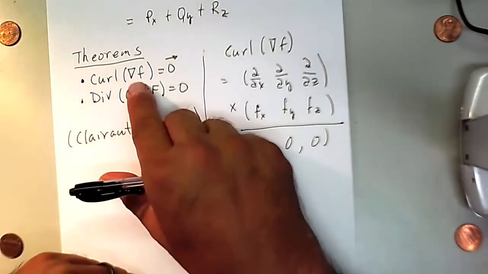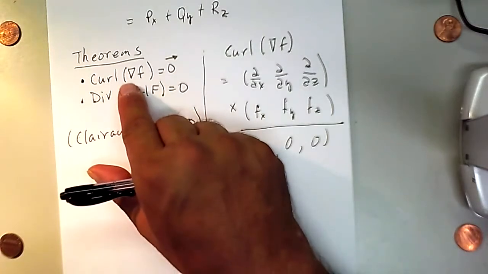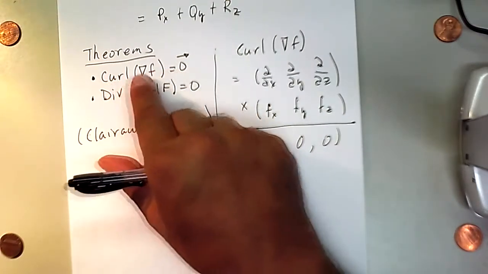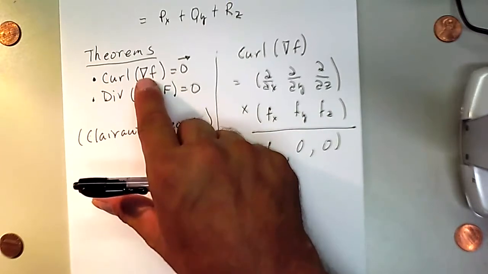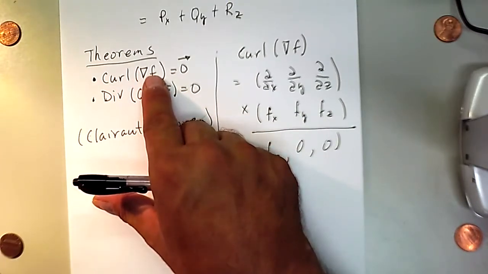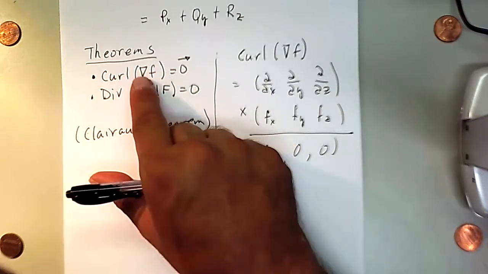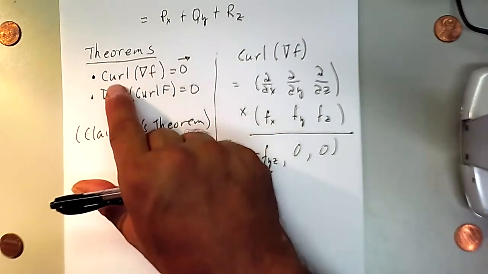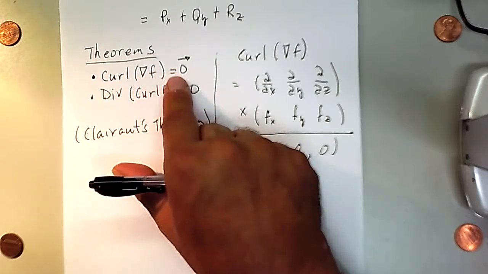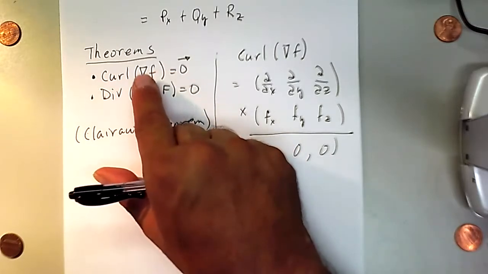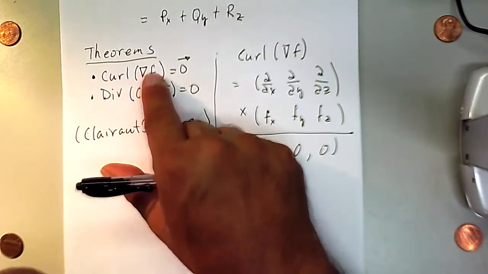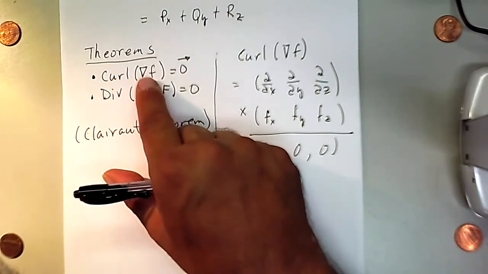Now, we can extract some information out of this theorem. This tells us that if we have a vector field that comes from the gradient of another function, the curl is going to be equal to 0. In particular, if you take the curl of a function and you don't obtain 0, that means that that function did not come from a gradient. So that vector field is not conservative.